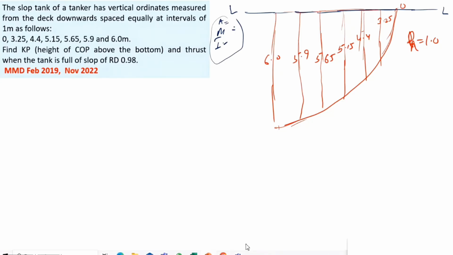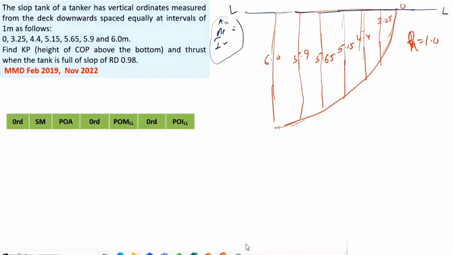We are able to work about the liquid level in this question because all ordinates are terminating at the liquid level in this question. Yes or no? Correct, guys? Yeah. So this will be the structure of the tables. You already know that. For vertical ordinates: ordinate, Simpson's multiplier, product of area, ordinate, product of moment about liquid level, ordinate, product of inertia about liquid level. Yes or no? Correct, guys? Yes, sir. This is the structure for vertical ordinates.